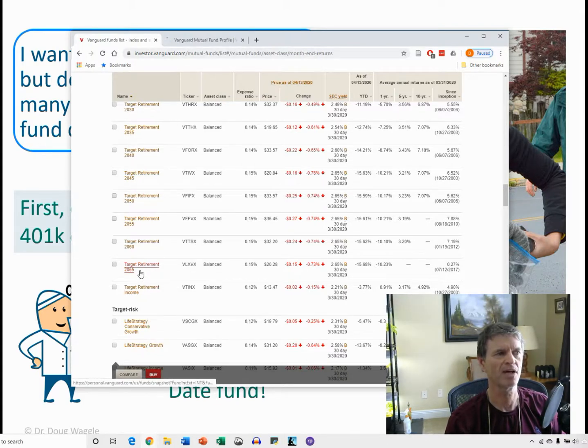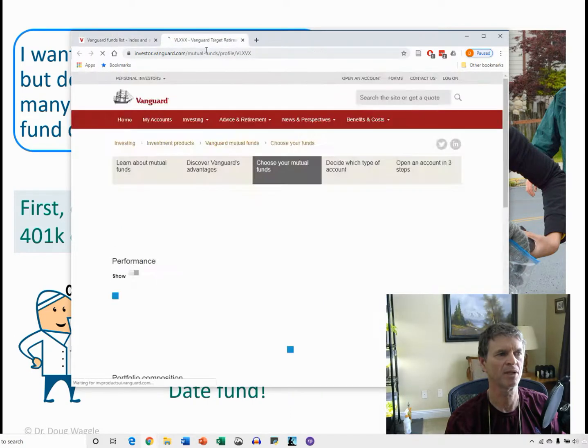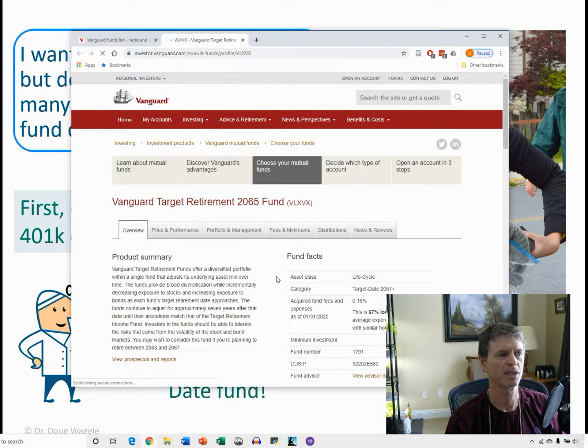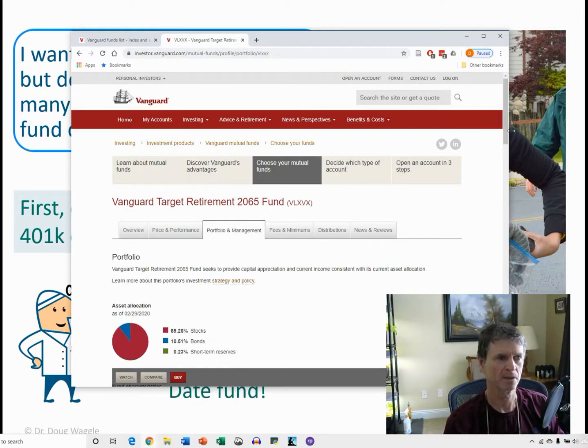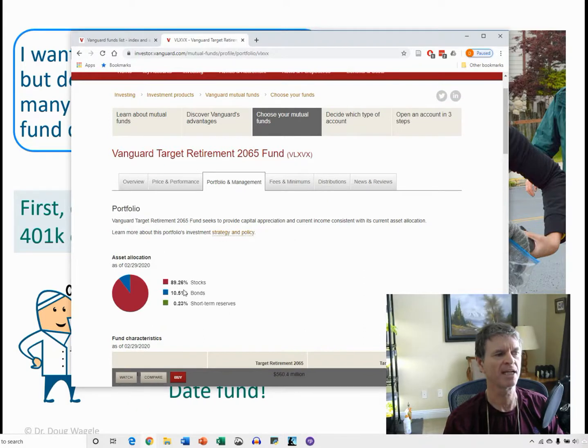So a 2065 target retirement date fund right now, if my internet connection was faster, but right now that fund is about 90% stock, 89% stock, and about 11% bonds and money market stuff. So this fund is mostly stock. Remember, we said younger investors would tend to have more money in stock. This is for a long-term thing, like we're saving for retirement.